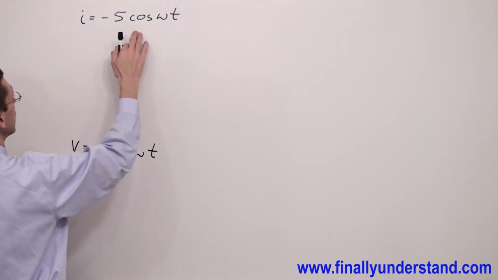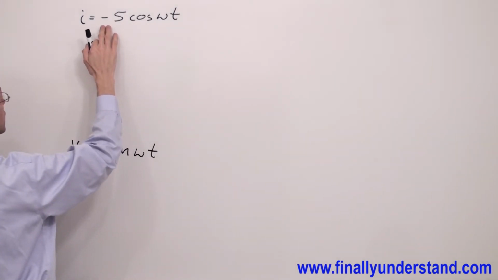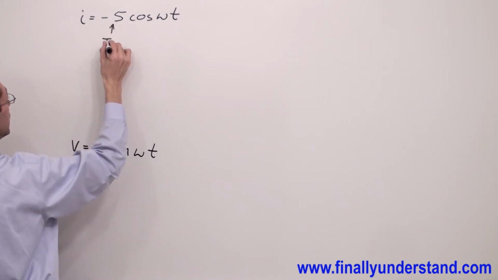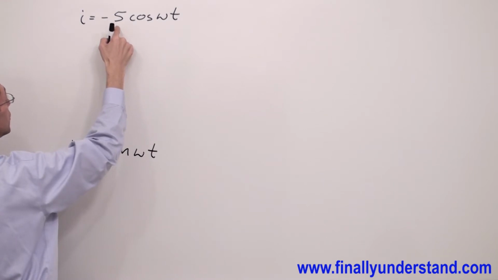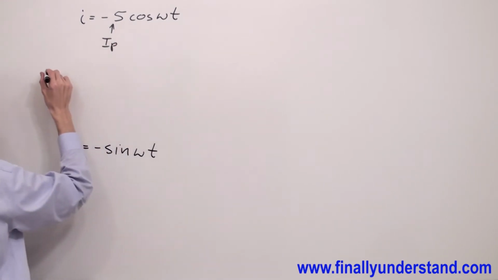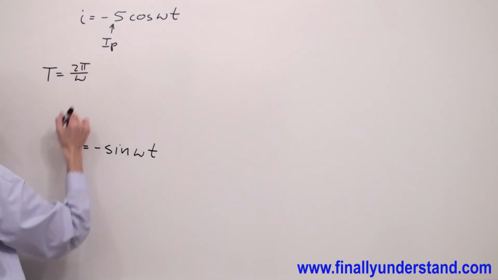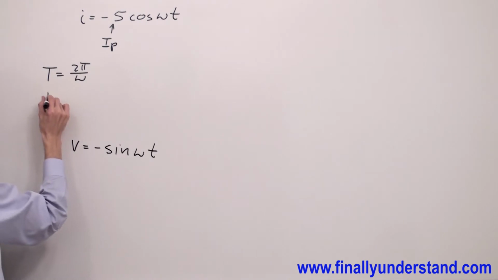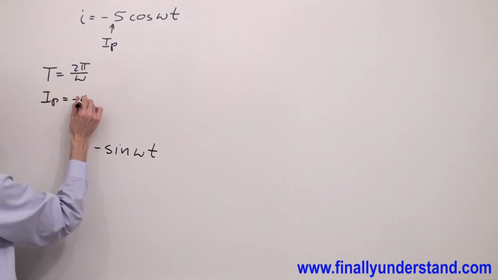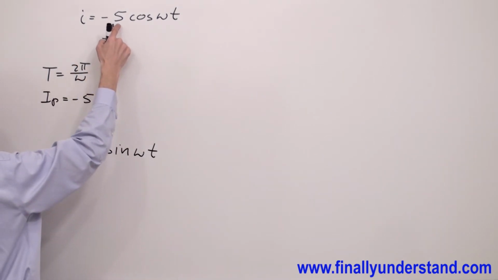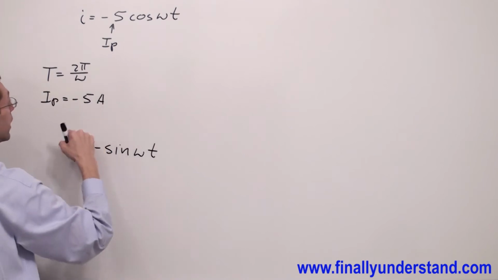Let's implement these functions. We have a cosine wave, and I have a negative peak value of my current. This is my I peak, minus 5. This is my omega. Period is equal to 2 pi over omega. I peak is equal to minus 5 amps in this case, because we talk about the current and I have no milli. That's why this is amps.